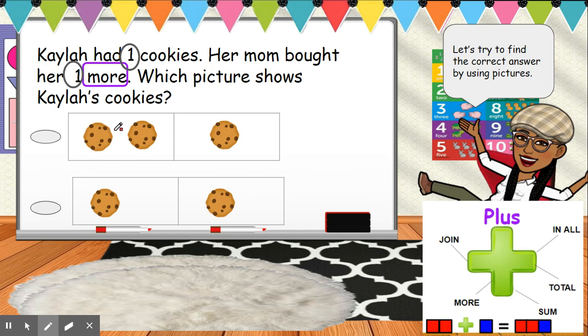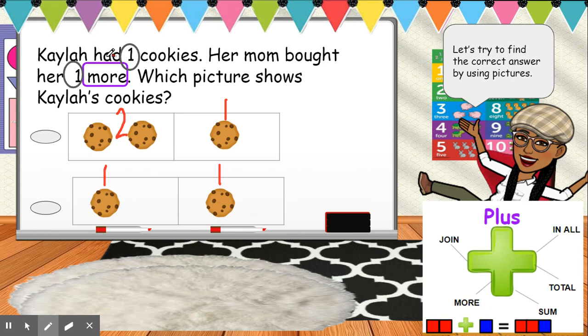Let's try the first one. How many cookies are in the first group? Two. And how many cookies are in the second group? One. Okay, now let's look at our second answer. How many cookies are in the first group? One. And how many cookies are in the second group? One. Okay, so this is one answer, okay, and this is another answer.